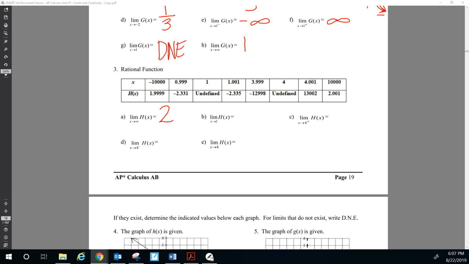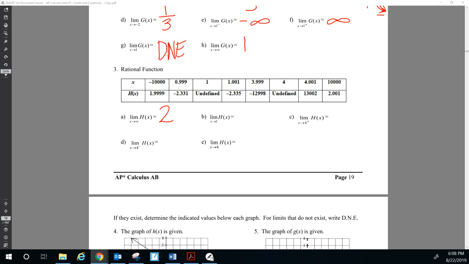Well, at 1, it is undefined, but that's okay, as long as we're going to the same number on the left-hand side and the right-hand side. So if we look at the left-hand side, it's negative 2.331. If I look at the right-hand side, it's negative 2.335. And I had some students say, well, that's not the same number, Ms. Harris. It's getting closer and closer to the same number.